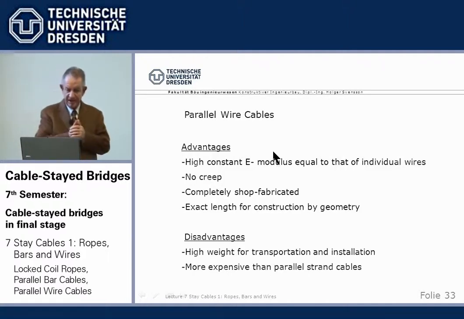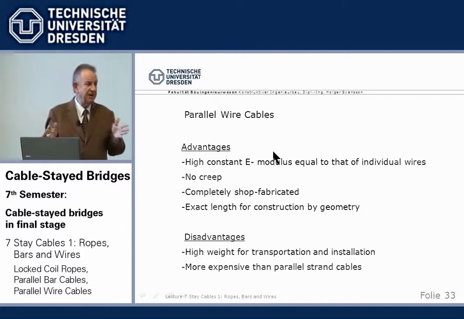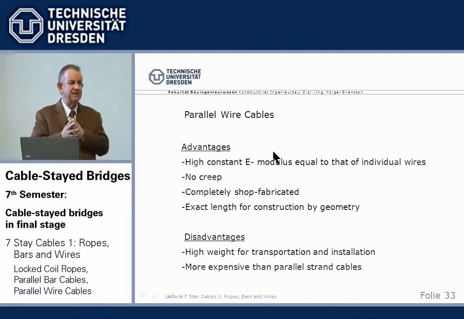Now, how did that come about? Completely new development, started 1960. So now let's go here. What are the advantages of these parallel wire cables? Completely new system against, at that time, only lock coil ropes. Started in the 60s. Now it's a highest modulus of elasticity.